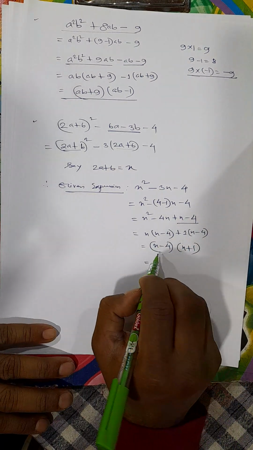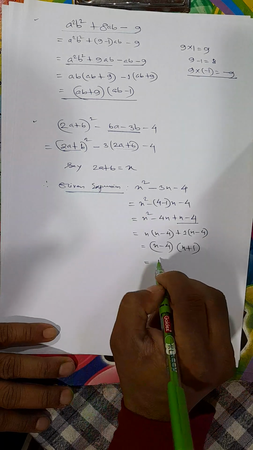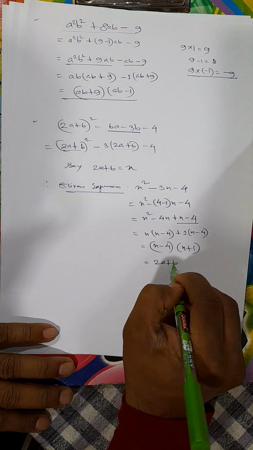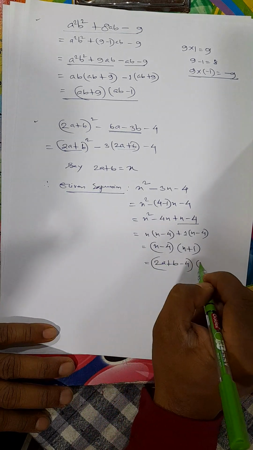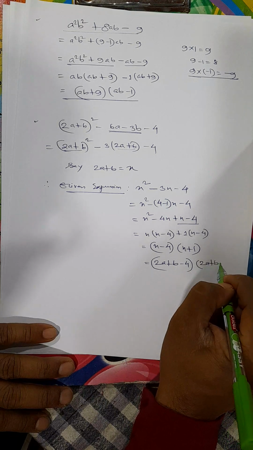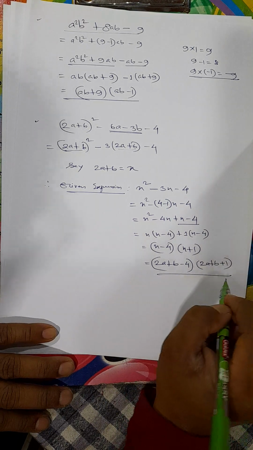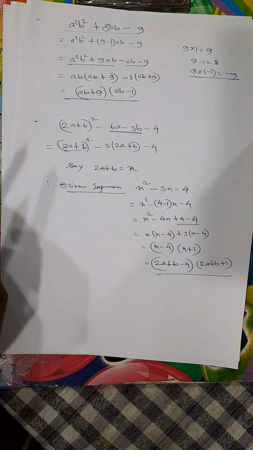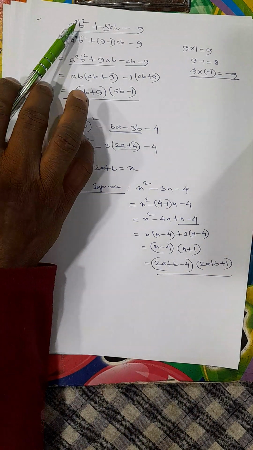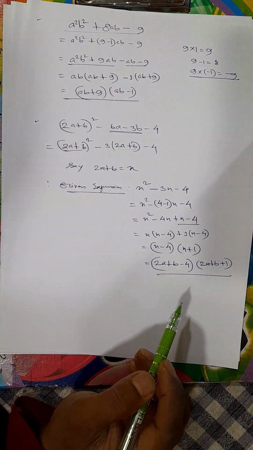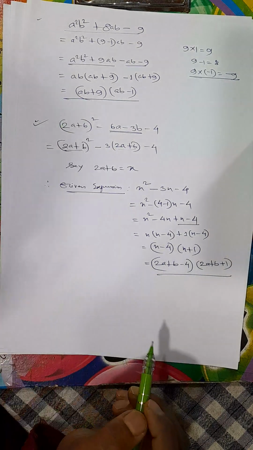So we'll replace x by twice a plus b. It becomes twice a plus b minus 4 and twice a plus b plus 1. So this is the result of the factorization of this expression, right? This expression.